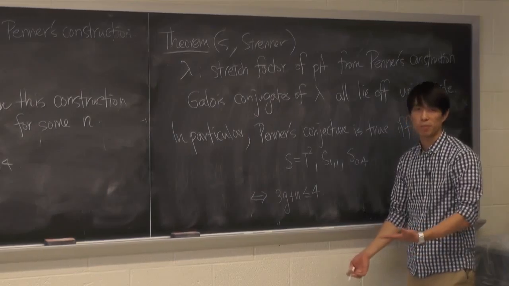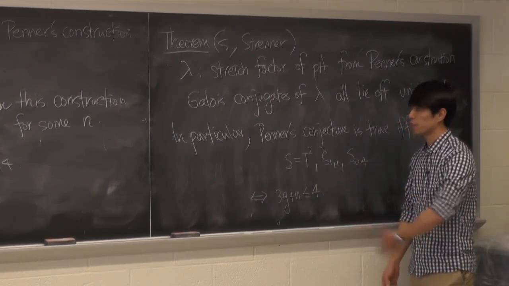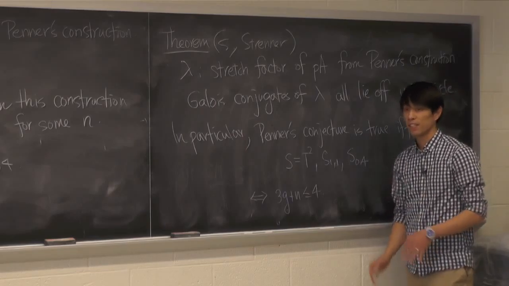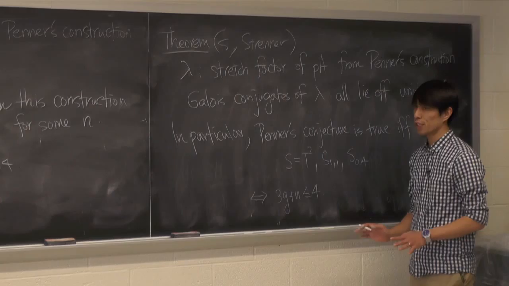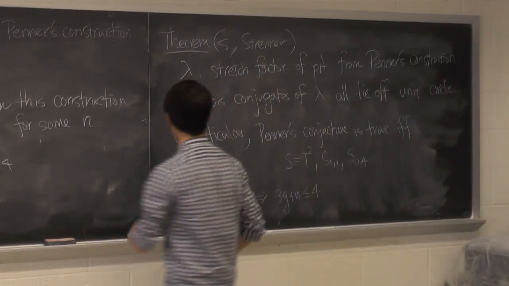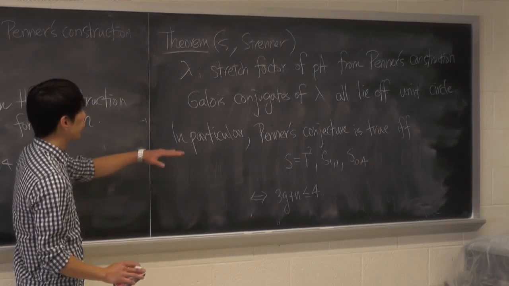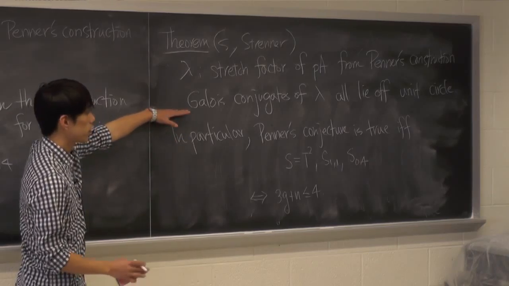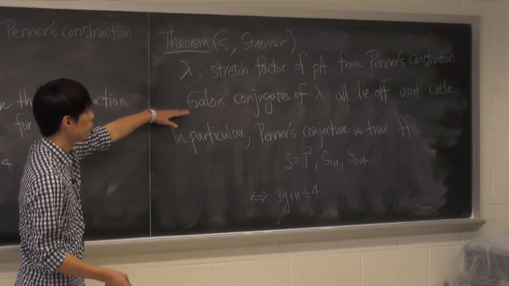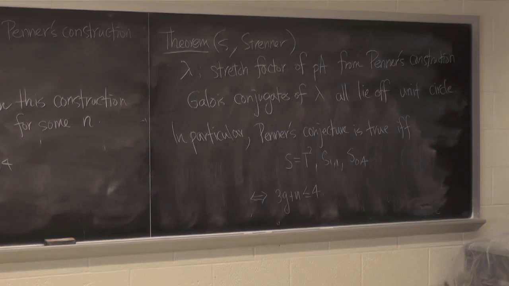Trivial, so we don't have to worry about them. And these are the only three surfaces satisfying Penner's conjecture. So let's prove this. It consists of two parts. First, I'll talk about the property that's shared by all Penner's pseudo-Anosov mapping classes. Okay, so part one.